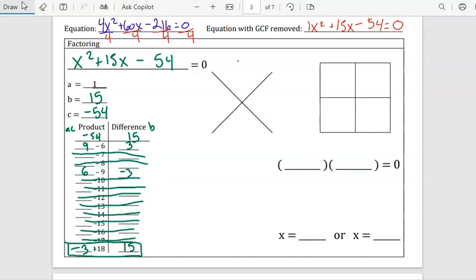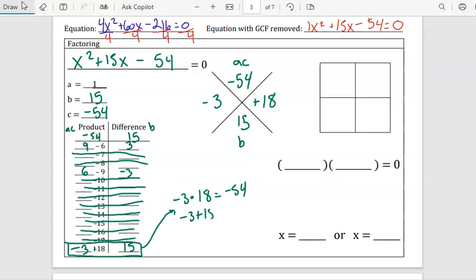Okay, at the top of this X, we'll have AC, and at the bottom, we're going to have B. A times C is negative 54, B is 15, and then the two numbers that multiply to negative 54 and add to 15 are negative 3 and positive 18. So again, this works because negative 3 times 18 equals negative 54, and negative 3 plus 18 equals 15.